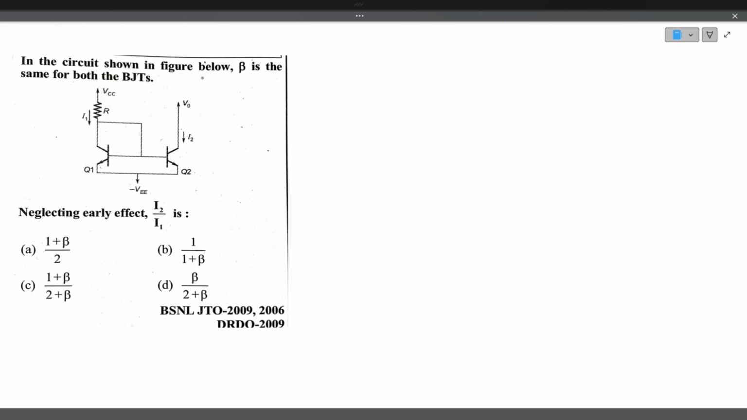In the circuit shown in the figure below, beta is the same for both BJTs. Neglecting the early effect, I2 by I1 is? So this is nothing but a current mirror circuit.